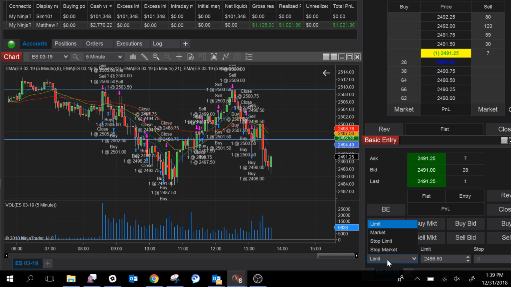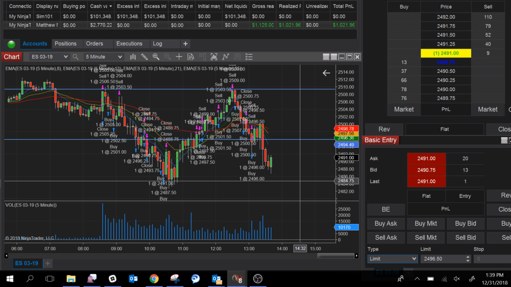This platform does offer everything like stop market, stop limit. You can market in, market out, limit in, limit out. And then you do see your P&L here as you're trading. That's basically it for the futures side.